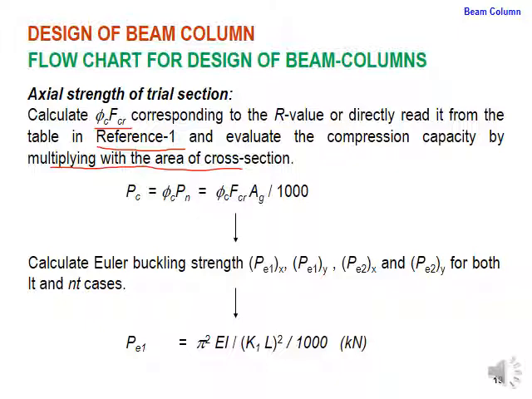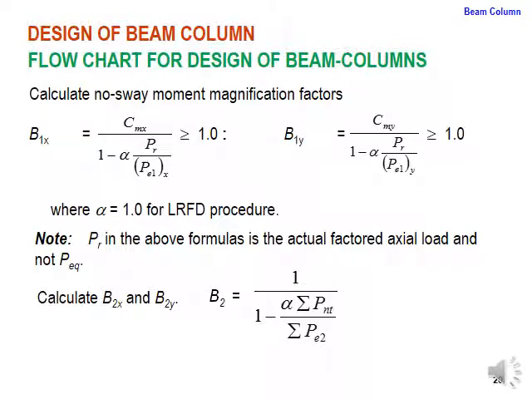Next step is you have to calculate the Euler buckling strength for the no sway case and for the sway cases: PE1X, PE1Y, PE2X, PE2Y for both LT and NT. So PE1, the formula is already familiar, you can use this formula. For the next slide, you have to calculate B1X for the no sway condition, B1Y. You have already calculated CMX in the earlier steps, and now you have the equations as we have been discussing earlier. So you can use it.